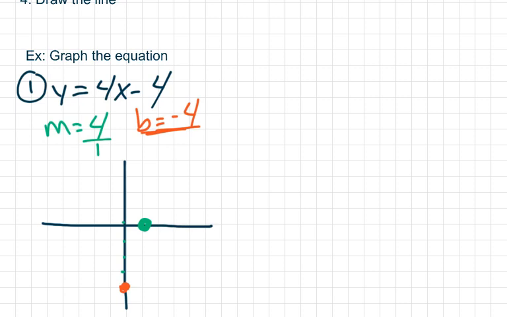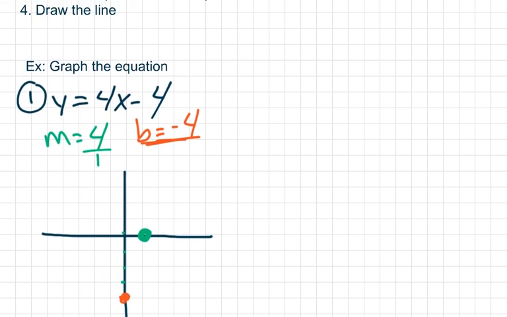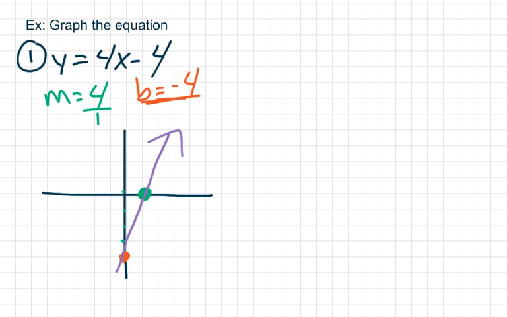Now, when you use your slope to find the second point, it is from the y-intercept. It is not from the origin. So we're going to go up 4, right 1, make your second point, and then you can jump into step 4, which is real easy. Draw the line. Looks like that. And we'll extend that way. That would be the graph of number 1.